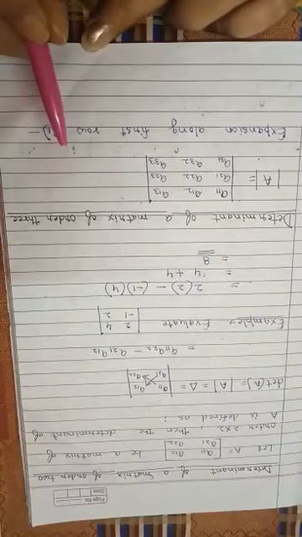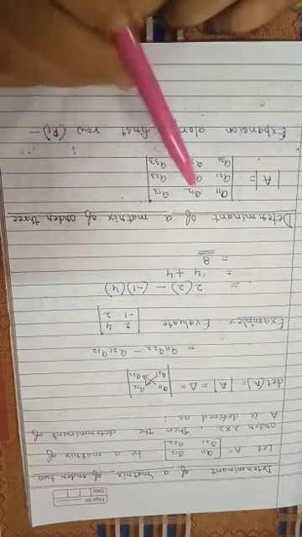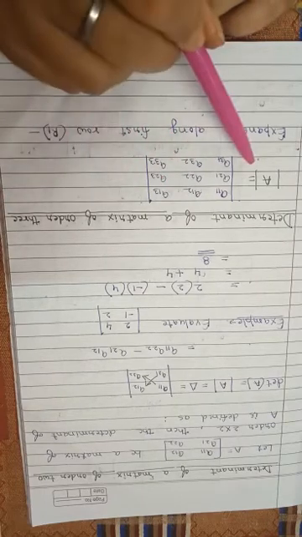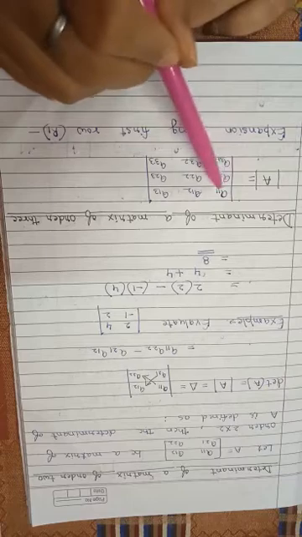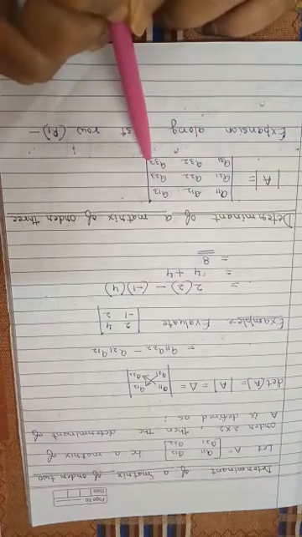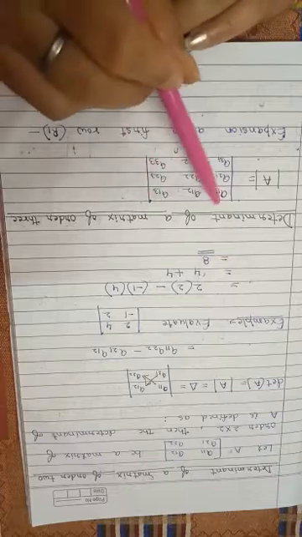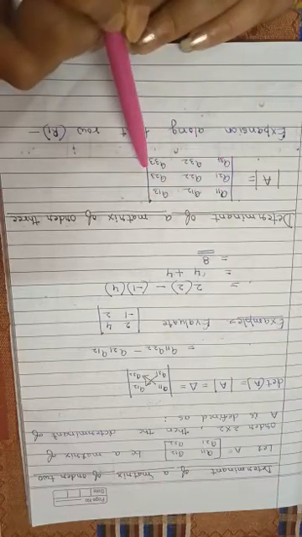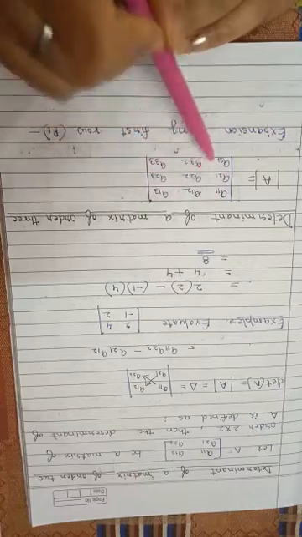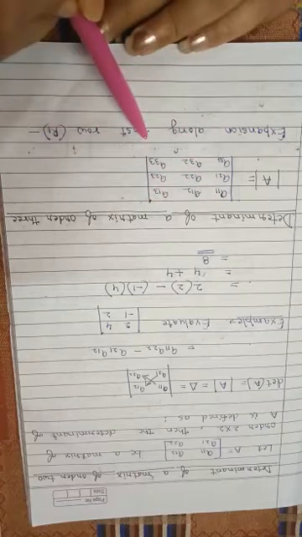Second video of determinants. Determinant of a matrix of order 3. Now here, see this. This is a determinant. Order 3 means 3 rows, 3 columns. Now we have to expand this determinant. You can either expand row wise or column wise.